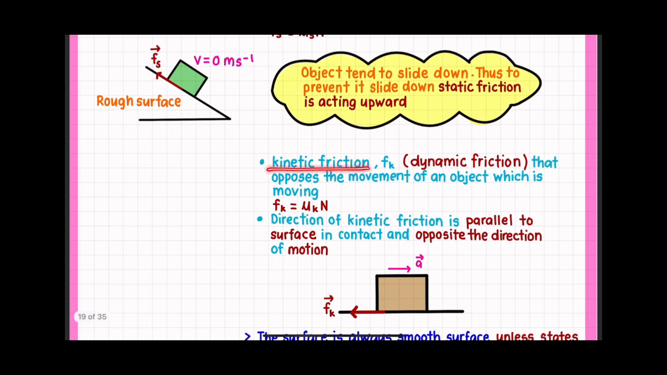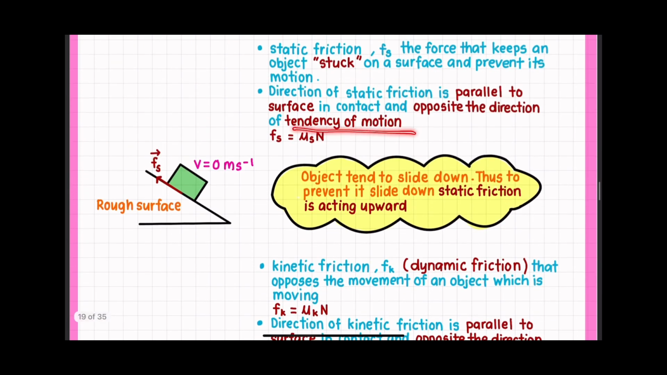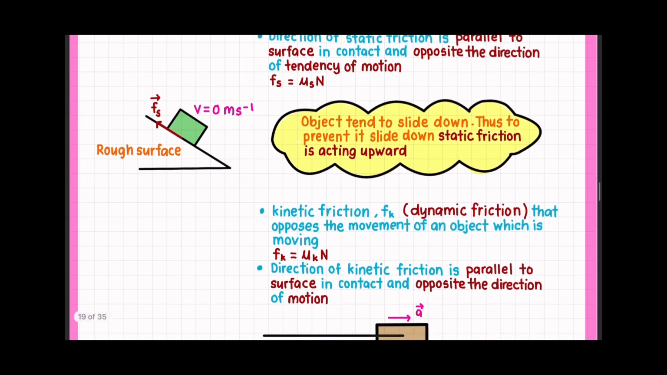Okay, how about kinetic friction? Okay, kinetic friction FK atau kita panggil dynamic friction, that it opposes the movement of an object which is moving. Maksudnya syarat dia untuk kinetic friction, benda ni memang kena bergerak lah, bergerak pada rough surface. So kita punya formula adalah FK is equal to mu Kn. So direction of kinetic friction is parallel to the surface in contact but opposite direction of motion. Sebab dia bergerak kan. Macam tadi tendency of motion, kebarangkalian objek tersebut.